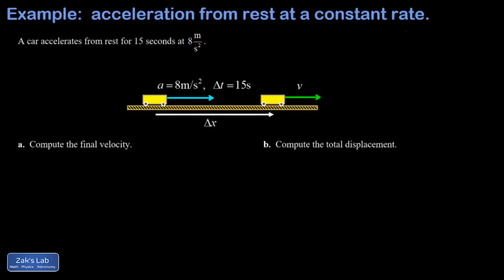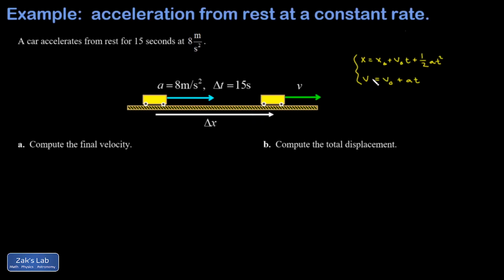In this problem, we have a car that accelerates from rest for 15 seconds, and it has a constant acceleration of 8 meters per second squared. And this means that we're allowed to use the formulas for constant acceleration kinematics. Most importantly, are these two formulas that I would call sort of the fundamental formulas for one-dimensional kinematics.